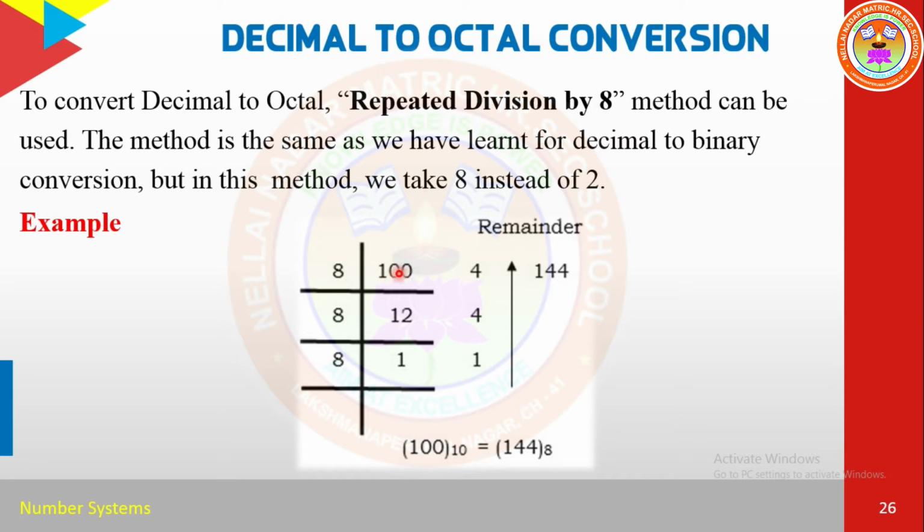As usual, put 100 on the right hand side, and on the left hand side write 8. The first 1 is smaller than 8, so I take the first two digits, that is 10. How many times? 1 times 8 is 8, so I put 1 here. The balance is 2, which we join with the next number, 0, so now it is 20. How many times? 2 times 8 is 16. The balance is 4, so put 4 here.